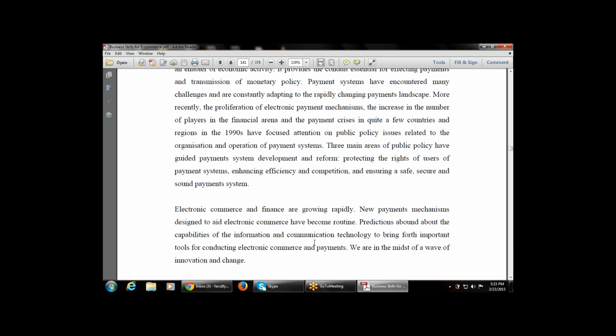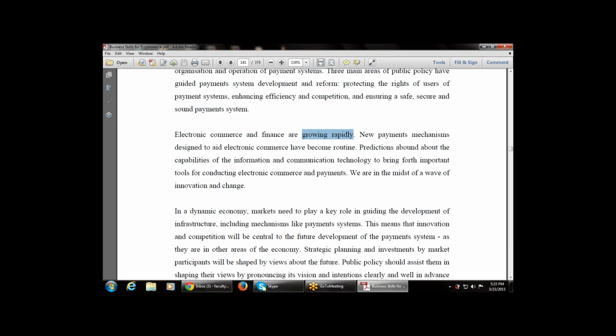E-commerce and finance are growing rapidly. So whenever I say e-commerce and finance must grow rapidly, there must be a requirement for an e-payment system, so that the payment system can be done online in an environment in India.